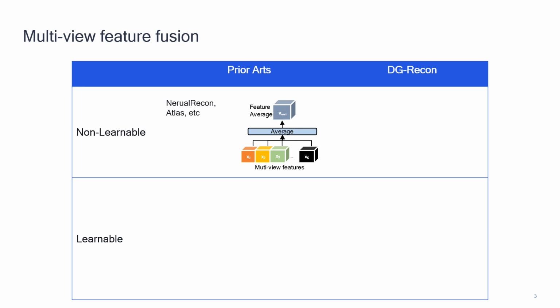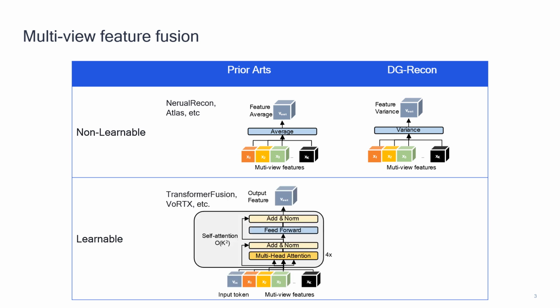As we mentioned before, most methods simply take an average over those features. Inspired by the multi-view stereo methods, we propose to compute the variance instead of the average. The variance-based fusion can better preserve the cross-view consensus information while being as efficient as the simple average.